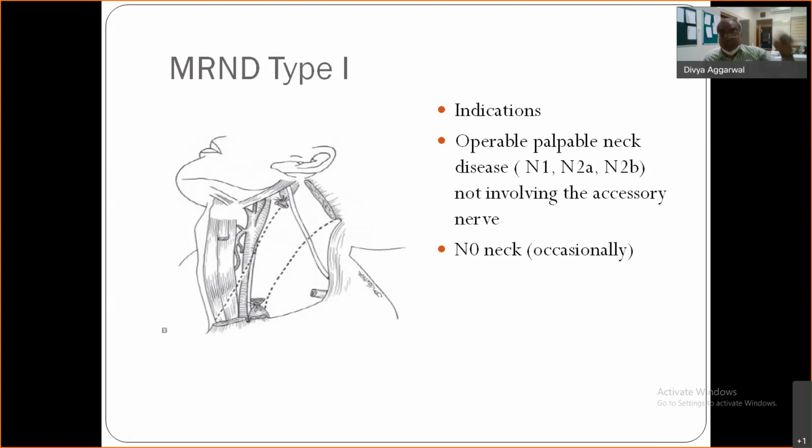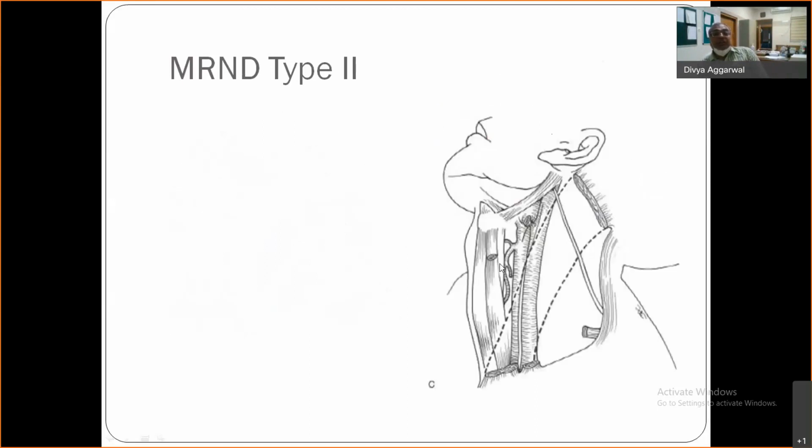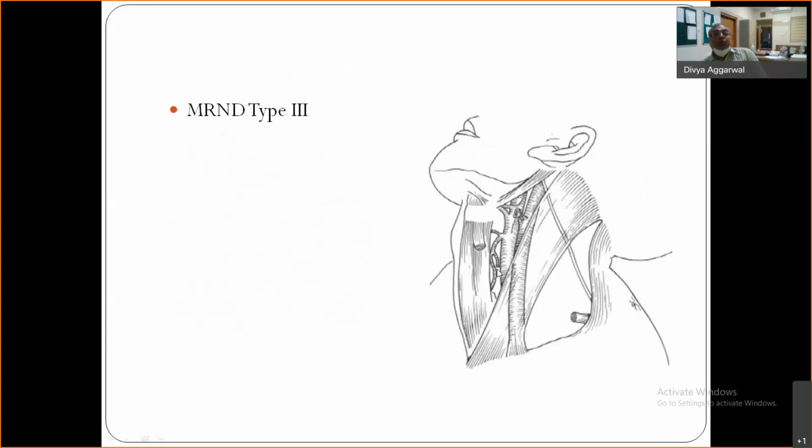Now, what are the indications of type 1? This is operable palpable neck disease, N1, 2A, 2B, not involving the accessory nerve, and N0 neck. So, accessory nerve, because we are sparing, so accessory nerve must not be involved. Okay. Type 2.